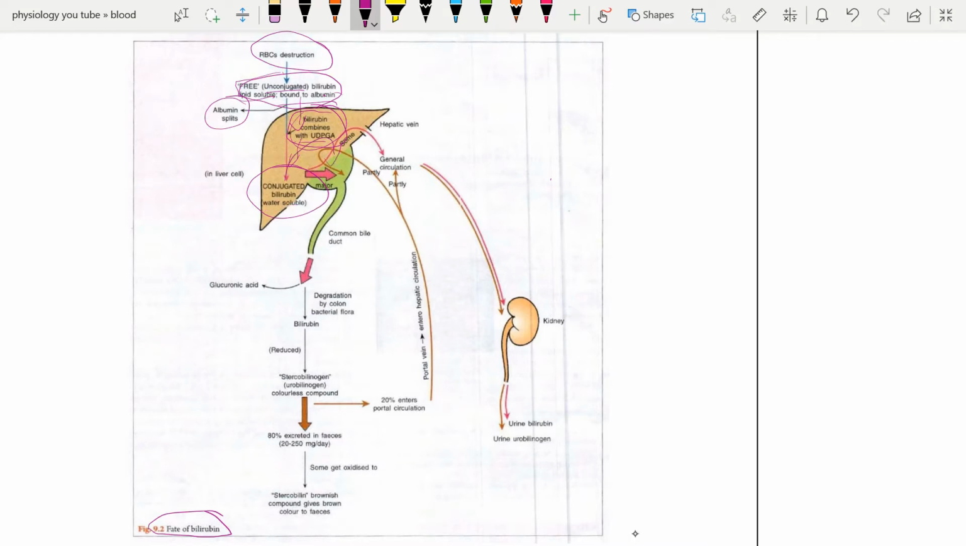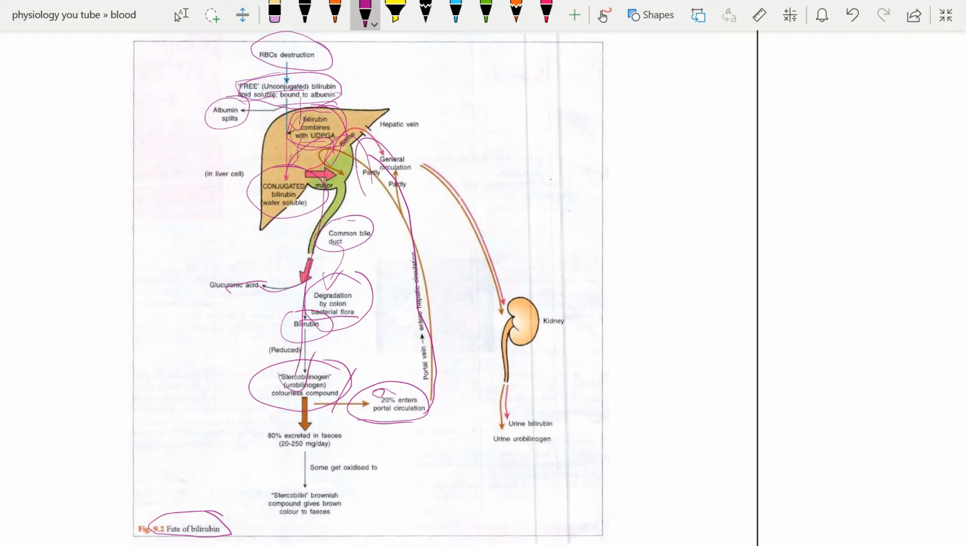This water soluble bilirubin then moves to the common bile duct. From the common bile duct it reaches the colon, where it is degraded to glucuronic acid and bilirubin by the bacterial flora of the colon. Bilirubin is again reduced to form stercobilinogen, also called urobilinogen, which is a colorless compound. This stercobilinogen within the colon again enters the portal circulation, which is around 20%, and goes back to the liver. And from the liver, it again enters the colon.